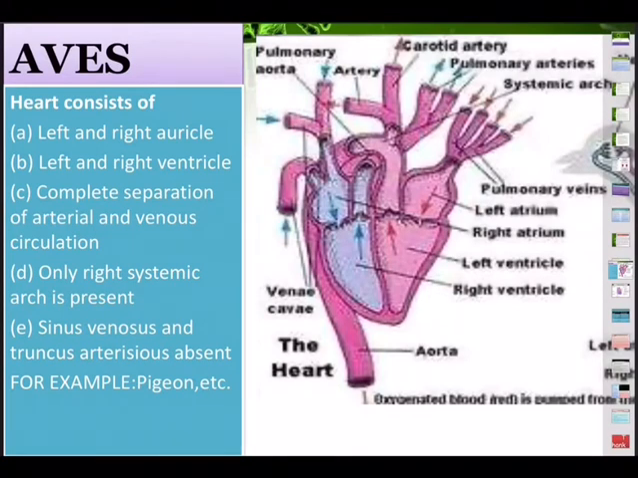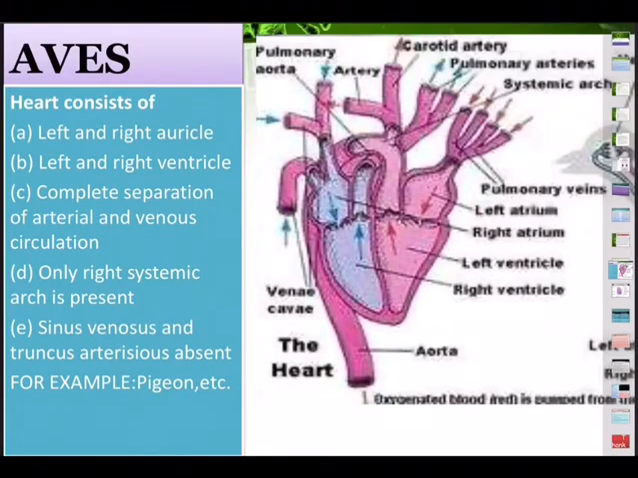Complete separation of arterial and venous circulation. So the pure blood and impure blood circulate completely separately. There is no mixing. Only the right systemic arch is present. Systemic arch, you can see there, it is the right systemic arch. Sinus venosus and truncus arteriosus are absent. For example, pigeon. And you can see the aorta at the bottom. That's the biggest artery that supplies pure blood to all parts of the body.